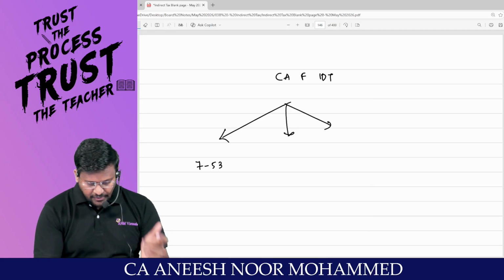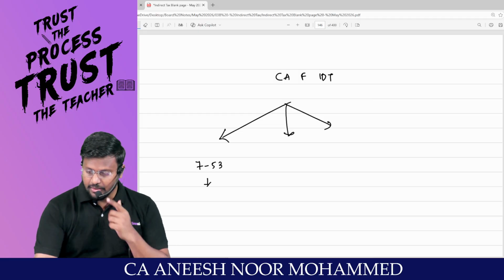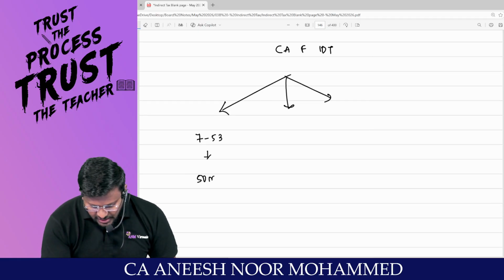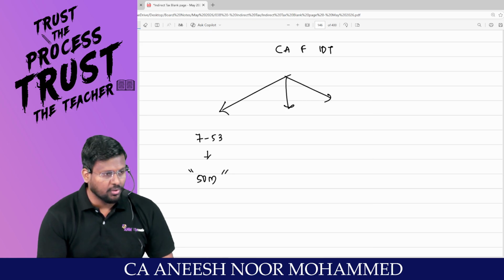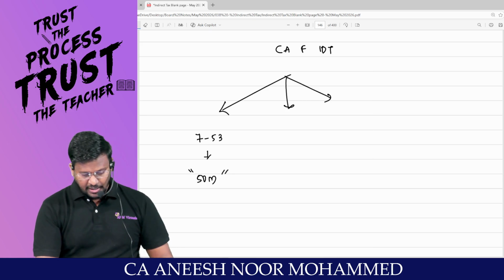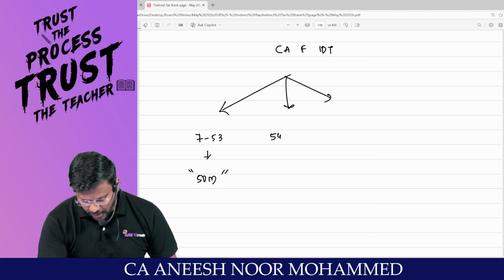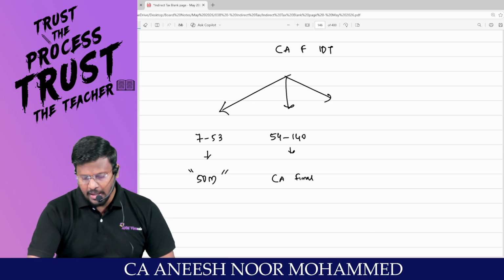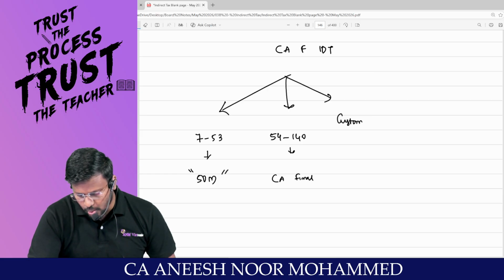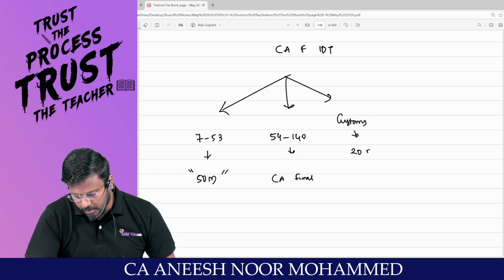Even though section 7 to section 53 are CA inter, 50 marks of CA final comes from this area only, 7 to 53. Then section 54 to section 140. This is what CA final topics, my dear lovable students. And we are having customs also. This customs will come for 20 marks in exam. This is the subject classification.